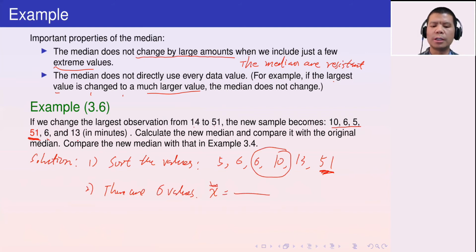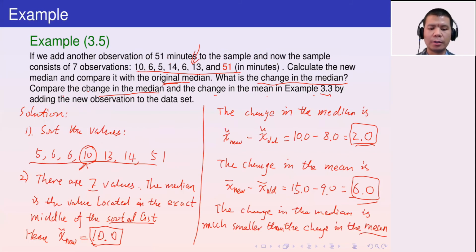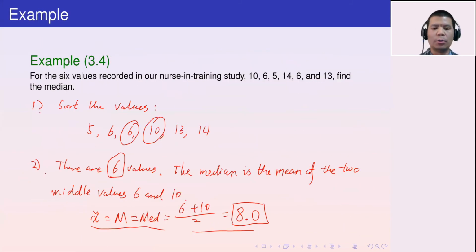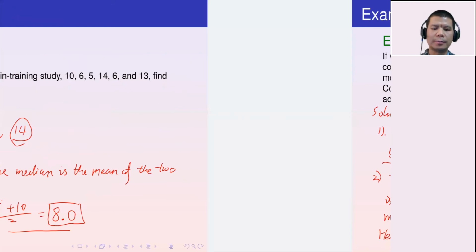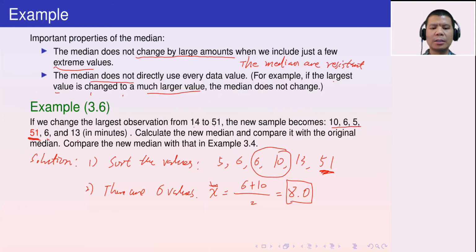So the median, x tilde, equals what? The middle 2, right? 6 plus 10 divided by 2, which equals 8.0. Again, it's 8.0, so it didn't change. The median does not change. This one is 8.0, and the original is also 8.0. We just changed the 14 to 51, and the median does not change. That's what we mean: the median does not directly use every data value. If you change the largest value to an even larger one, the median stays the same.